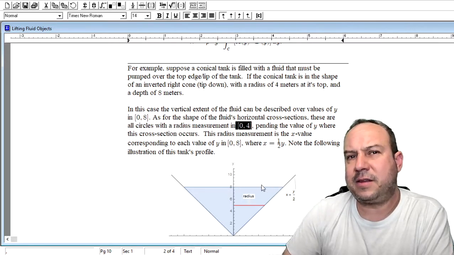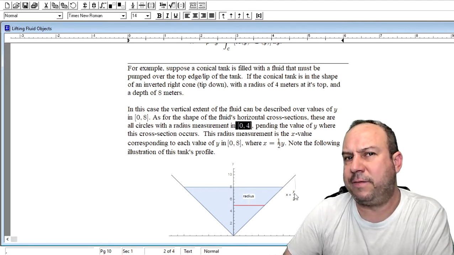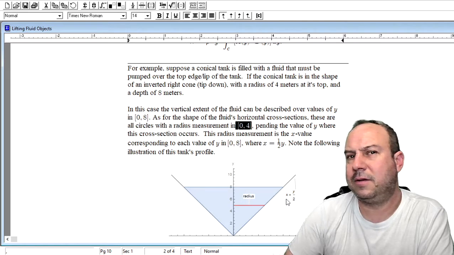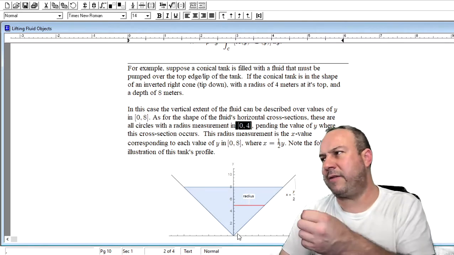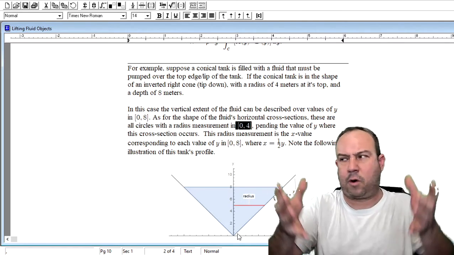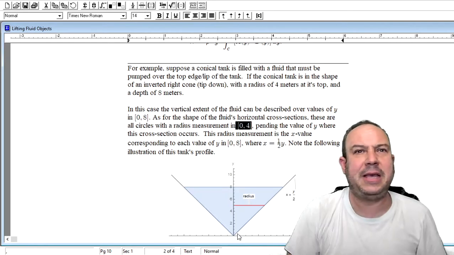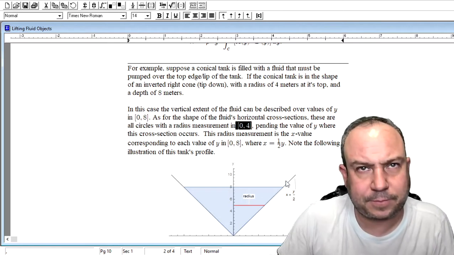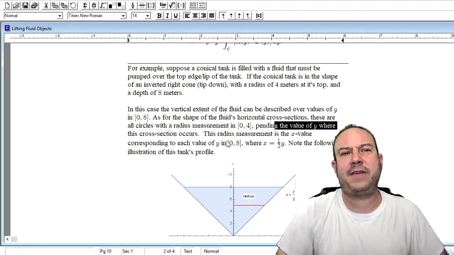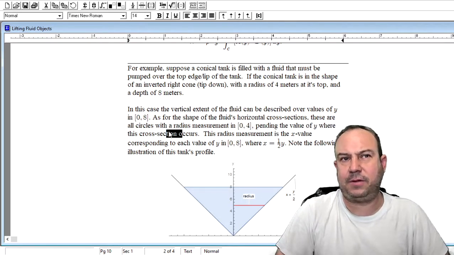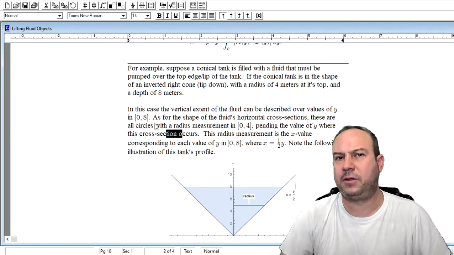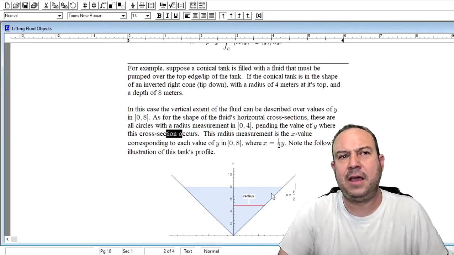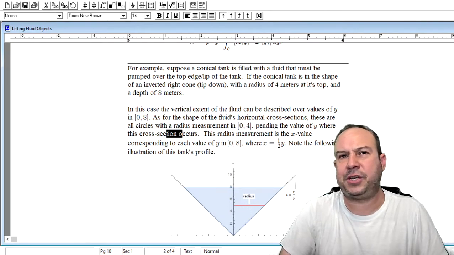If the top of the tank has a radius of 4, the very tip of the tank is going to have a radius of 0. And as the cone forms from tip to top, it's going to grow in radius from 0 to 4. Pending the value of y where these cross sections are held, there will be a different radius, all dependent upon the value of y. And we can note the following little illustration here.